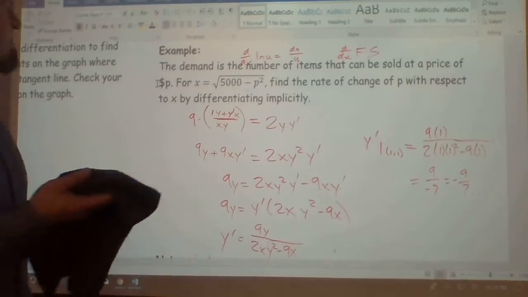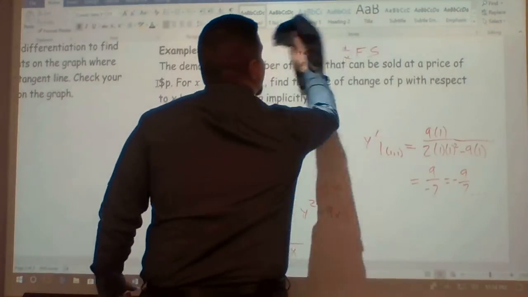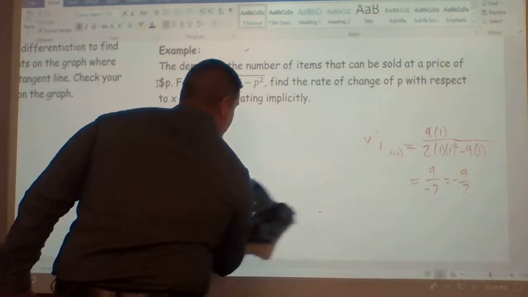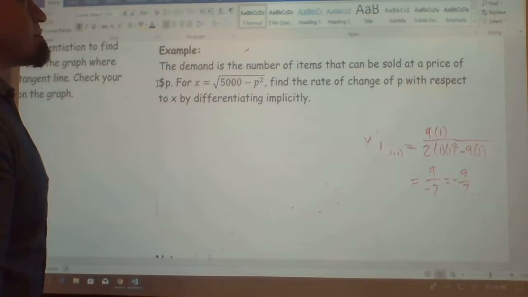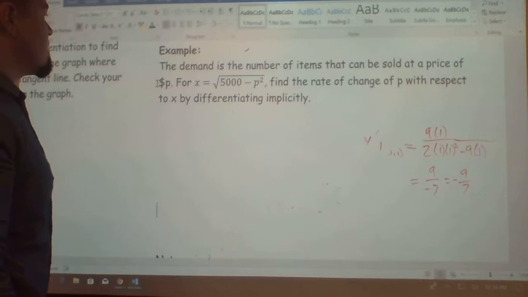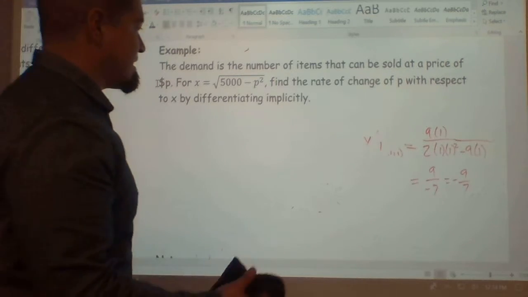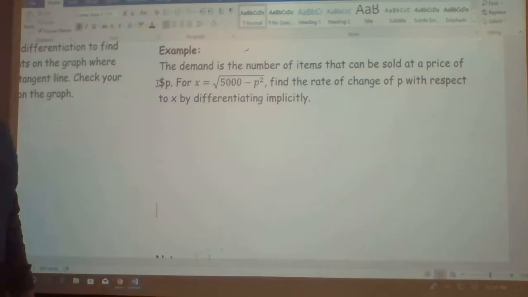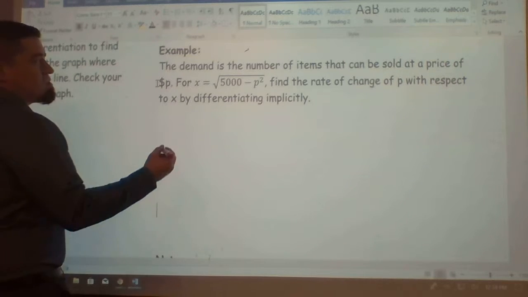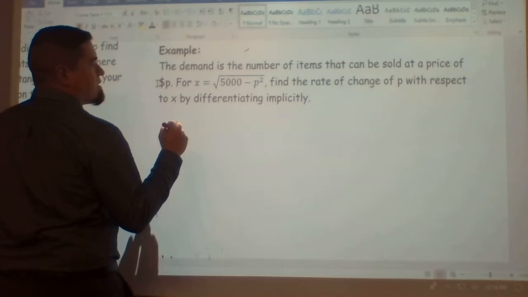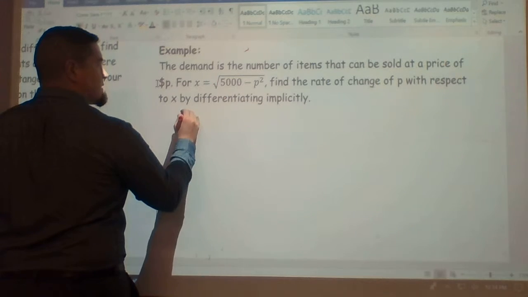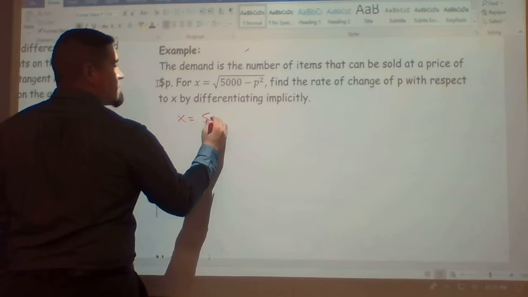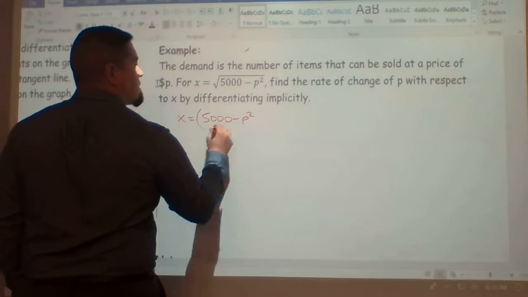Okay, so final one. It says the demand is the number of items that can be sold at a price of p dollars, for x equals the root of 5,000 minus p squared. Find the rate of change of p with respect to x by differentiating explicitly. Okay, so in other words, differentiating from here. So I probably want a rewrite step for this. There's no avoiding that. So it'd be 5,000 minus p squared to the 1/2 power.